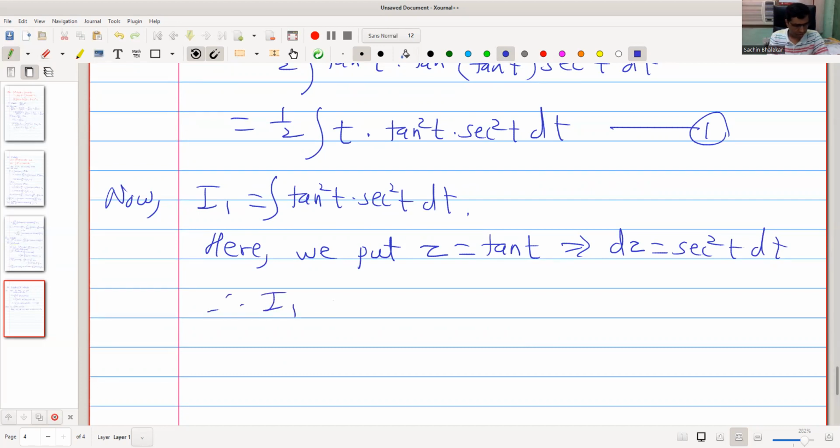Therefore our I1 becomes integral, tan t is z, so this is z square, and sec square t dt is dz, and simply our answer is z cubed by 3. We are not putting any arbitrary constants in all these integrals. Finally we will put the arbitrary constant here. So it is z cubed by 3, and our z is tan t, so it is tan cube t by 3.